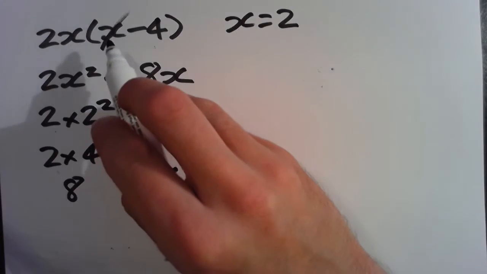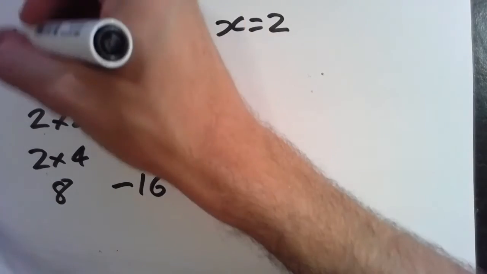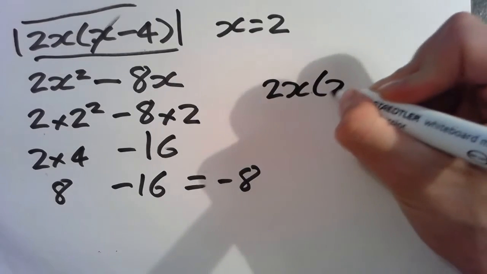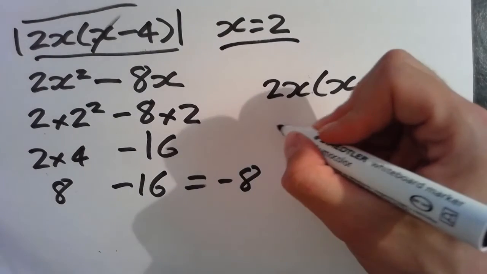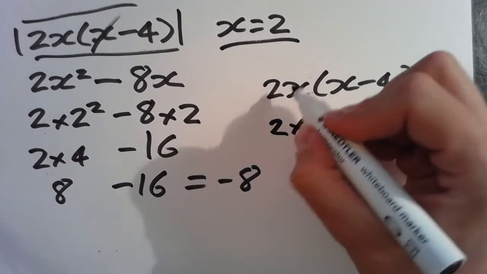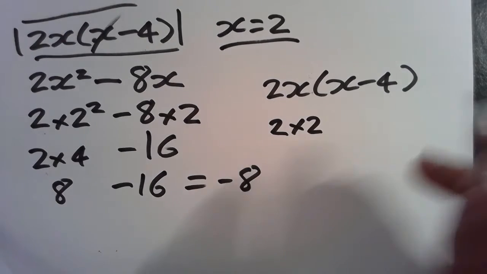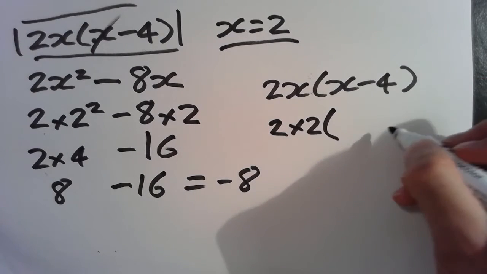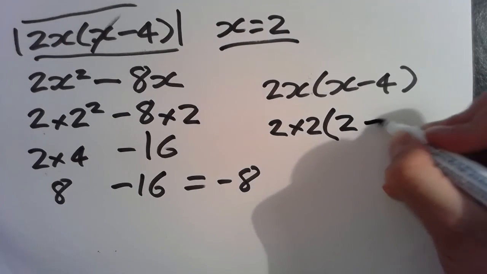Now what I want to do is take our original sum, 2x(x minus 4), but then substitute in x equals 2. I have 2 times 2, because remember there's the implicit multiplication symbol when we have our number next to x, and that is then multiplied by 2, because of course x equals 2, like I've just said, then minus 4 there.